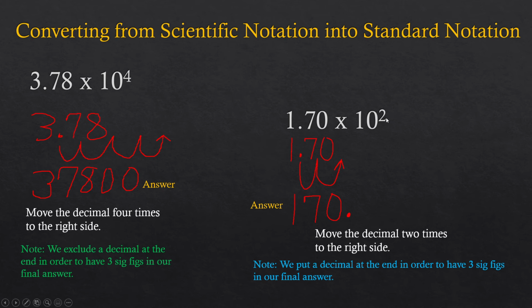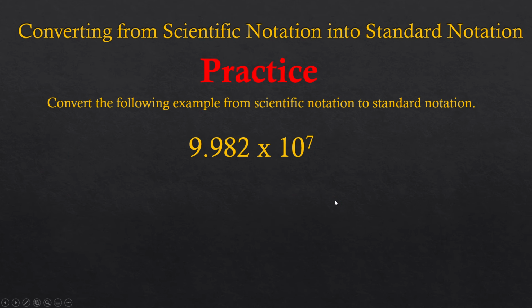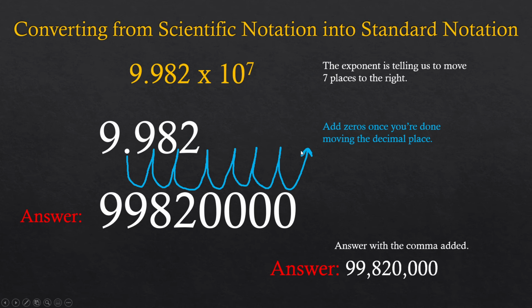Our exponent is telling us to move the decimal 2 times to the right, 1 and 2. And then I will add a decimal here. So this is my final answer. Okay, now we have 9.982 times 10 to the 7th power. The 7 is telling me to move the decimal 7 times to the right. 1, 2, 3, 4, 5, 6, and 7.